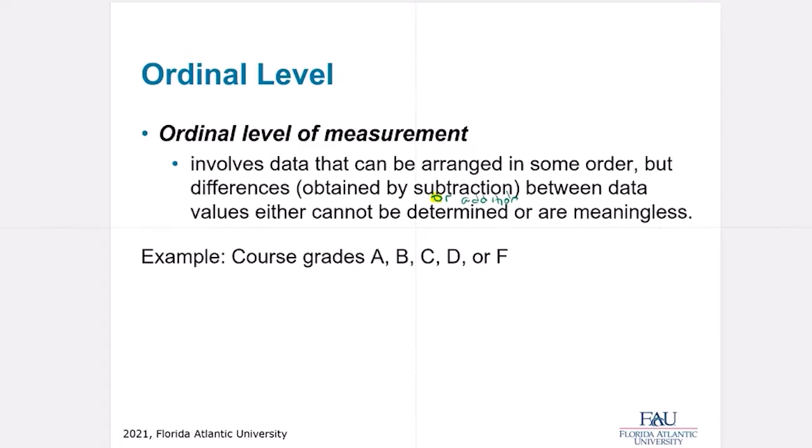Let's say I said an A is a 4, a B is a 3, a C is a 2, a D is a 1, and an F is a 0. Can I subtract 4 minus 3 and I get 1, which is a D? A minus B equals D doesn't make any sense, because I'm just randomly assigning a value to these things. The value is really meaningless.